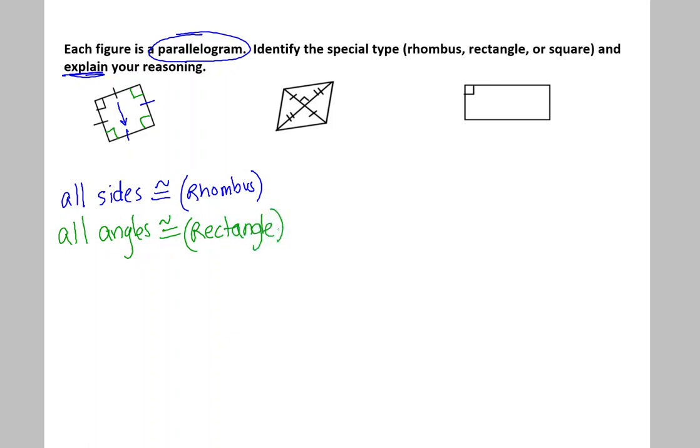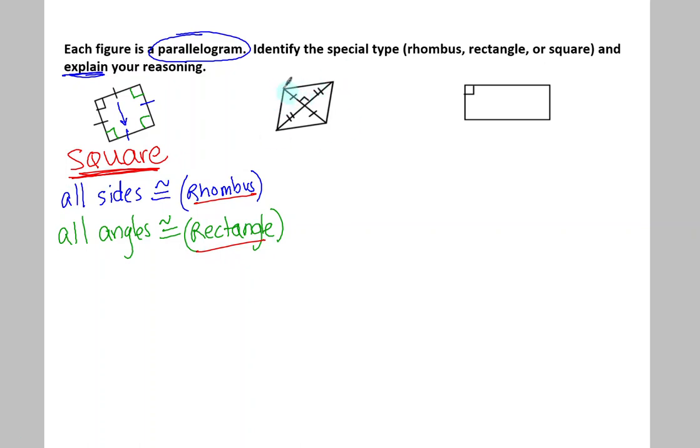Now we're not going to say it's a rhombus or a rectangle because if it's both a rhombus and a rectangle, then it's a square. This one is a square because it's both a rhombus and a rectangle. Let's take a look at the next one.